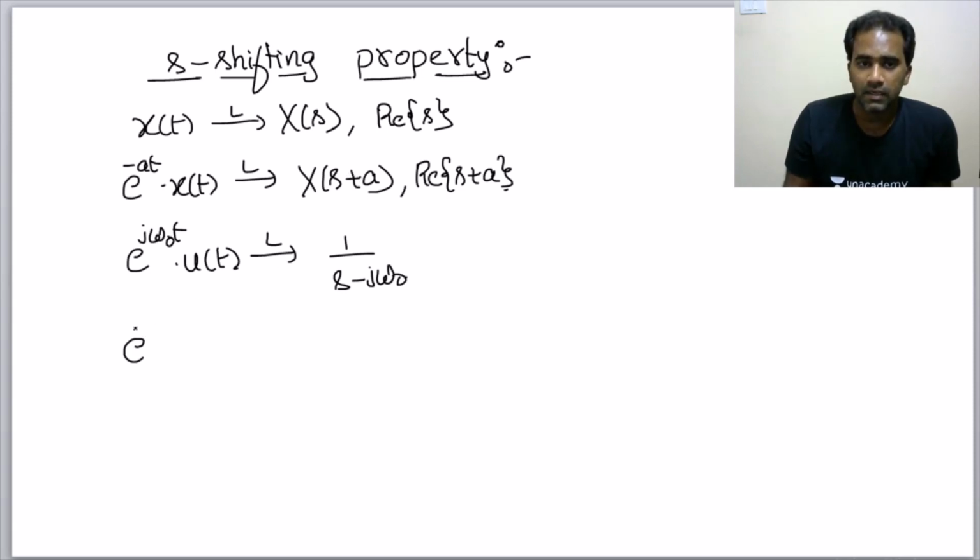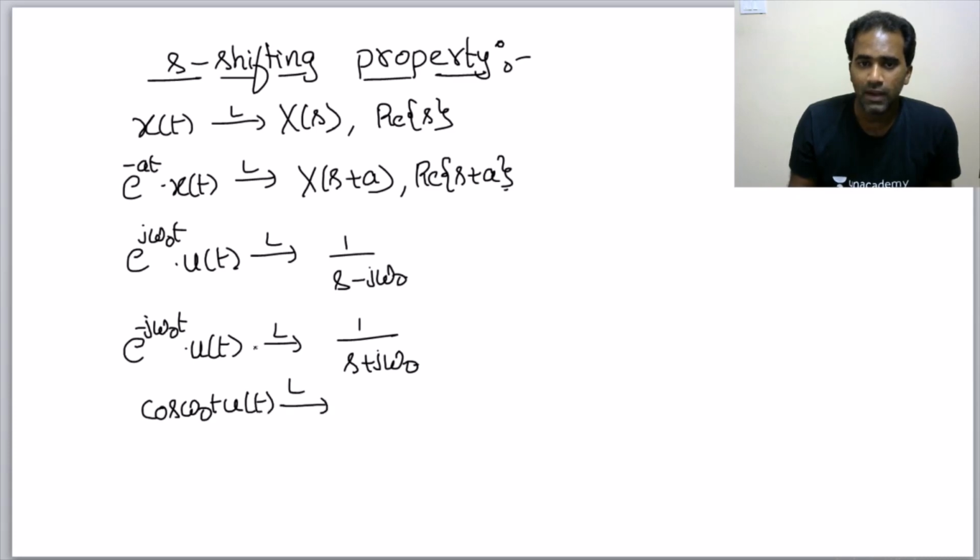Right. Similarly, e power minus j omega naught t into u of t. Laplace transform of this signal is 1 divided by s plus j omega naught. If you add these two and divide it with 2, we get cos omega naught t into u of t. In time domain, add these two signals and divide with 2; the corresponding Laplace transforms also add and divide with 2. Half into 1 divided by s minus j omega naught plus 1 divided by s plus j omega naught.